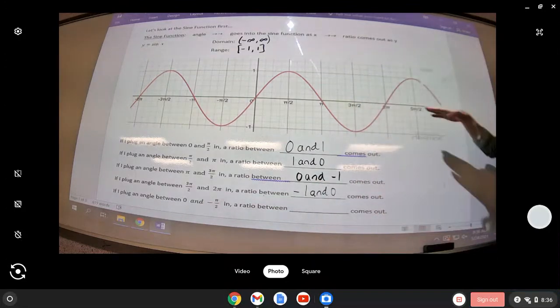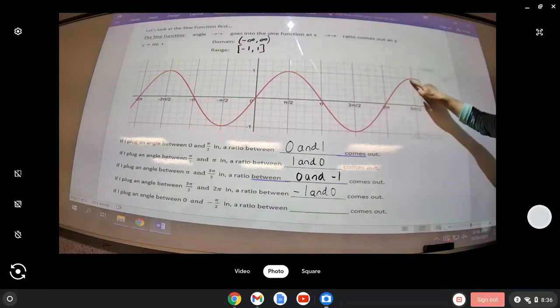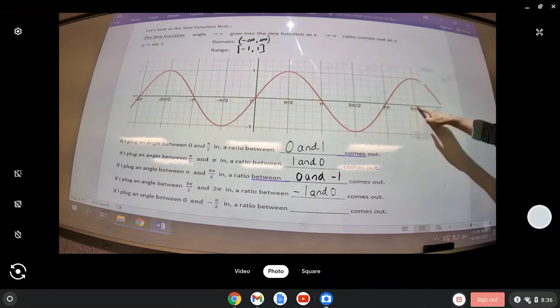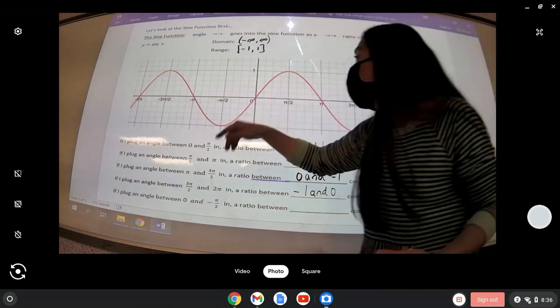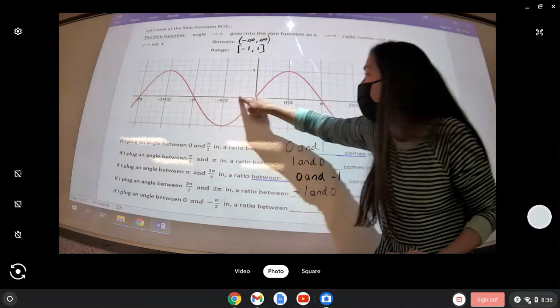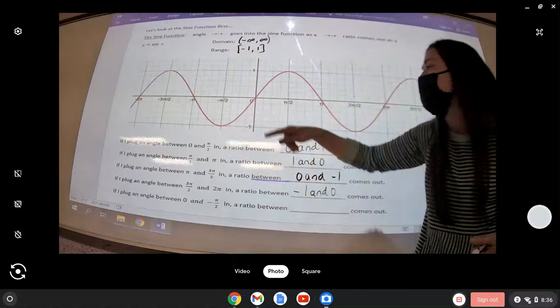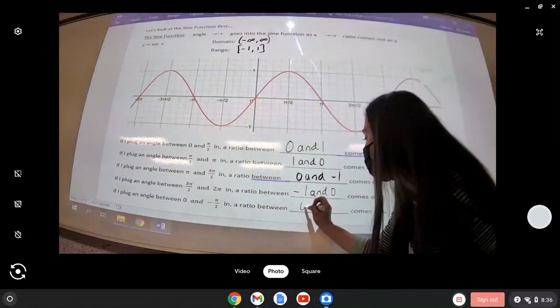And then guys, after that, everything starts repeating. These are quadrant 1 angles again. So now a ratio between 0 and 1 comes back out. Now I'm on my next interval. These are my quadrant 2 angles. So a ratio between 1 and 0 starts to come out. Everything starts repeating after that. And we can even go backwards. If I plug an angle between 0 and -pi over 2 in, these will be quadrant 4 angles when we rotate clockwise. A ratio between 0 and -1 comes out.